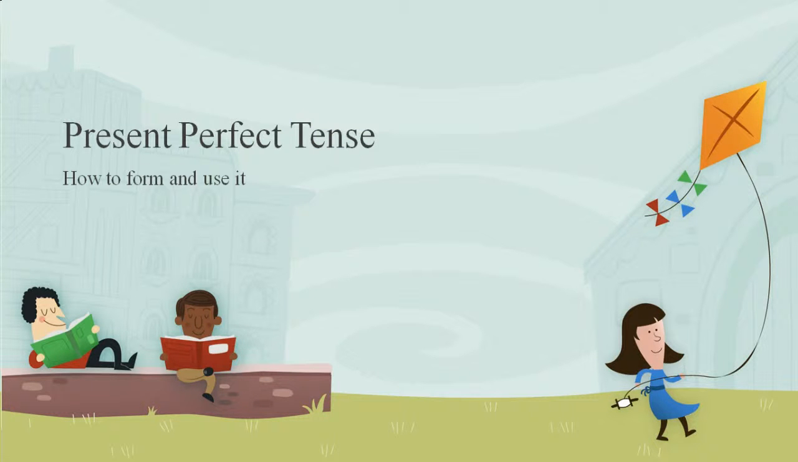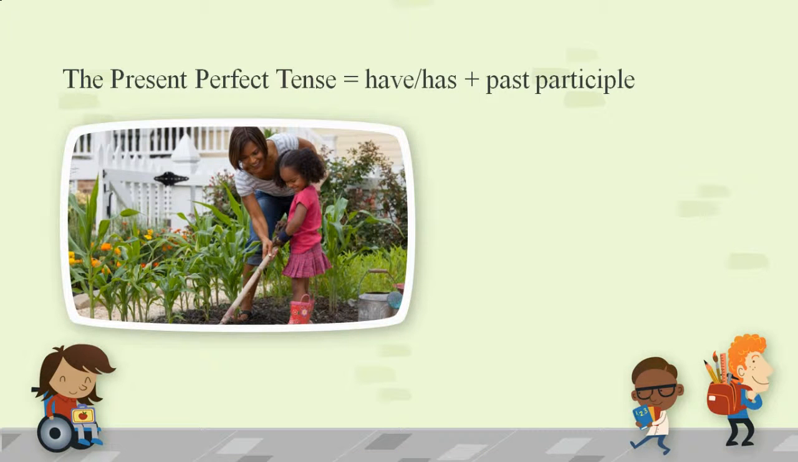Okay, class. So today we're going to talk about the present perfect tense, how to form and use it. Now we use this tense a lot when we speak and when we write, maybe without actually thinking about when we're using it. But basically, this is the tense we use most often when we use have or has. You always use have or has when you're using the present perfect tense. And remember last week we talked about the past participle. So you always use have or has with the past participle.